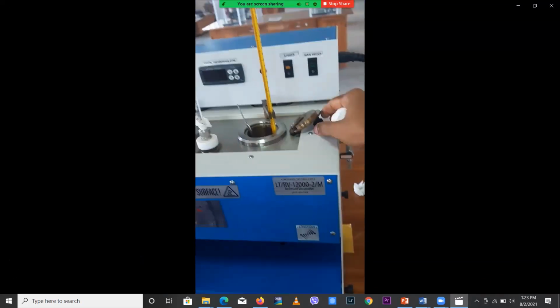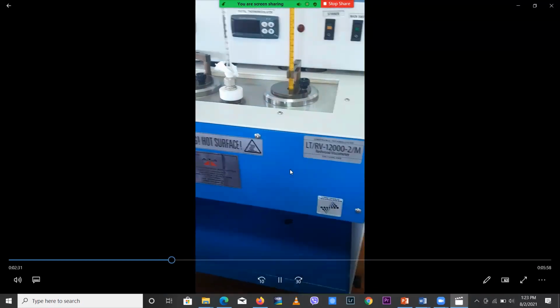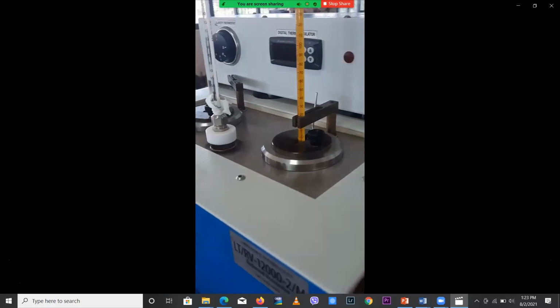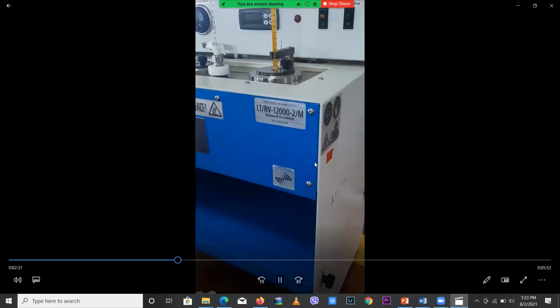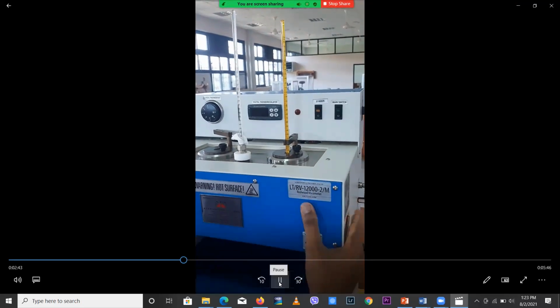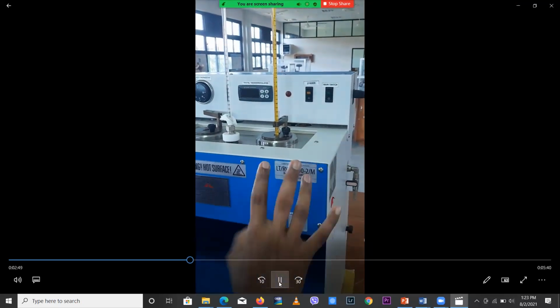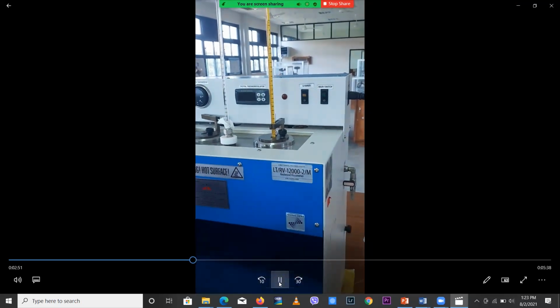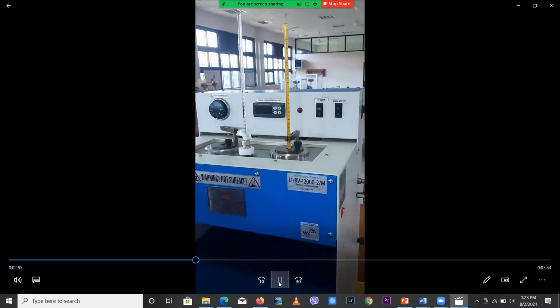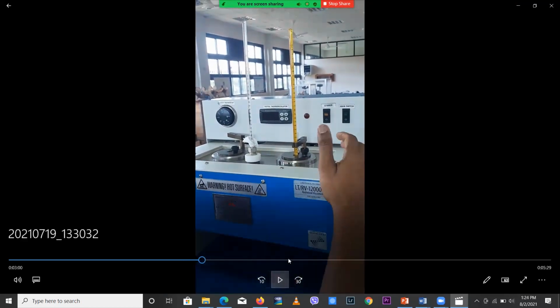Now I have to close this cup, and then we will heat up this sample. Let's say we will heat up this sample up to 70 degrees Celsius. Then we will start to collect and measure how much time it takes to collect this 50 milliliters of sample oil.